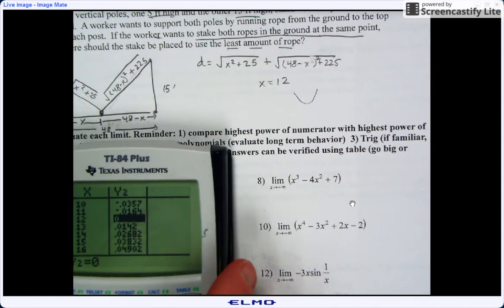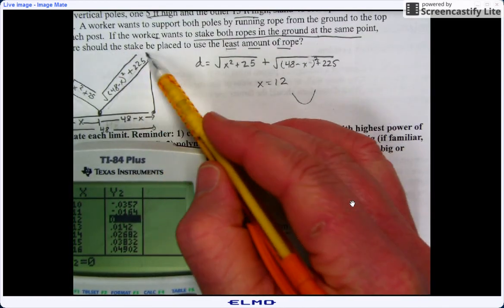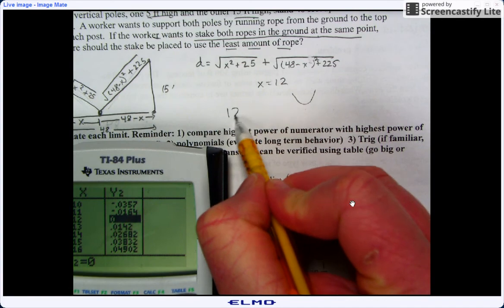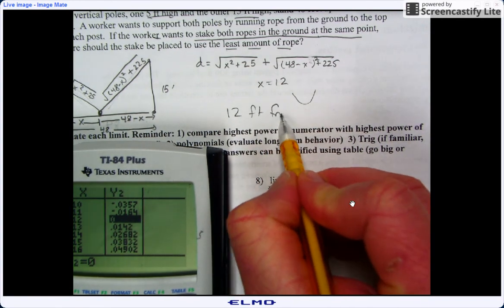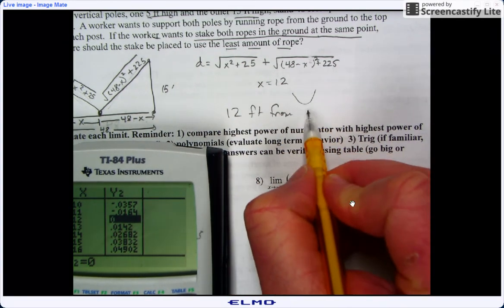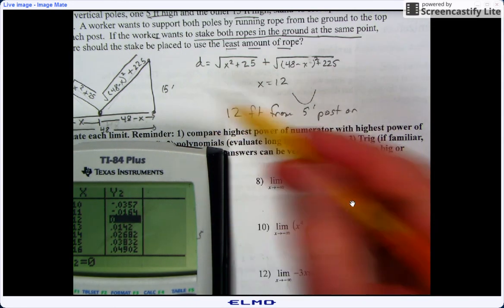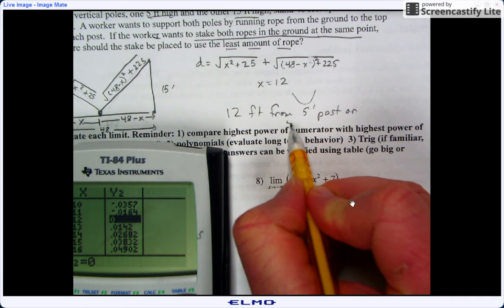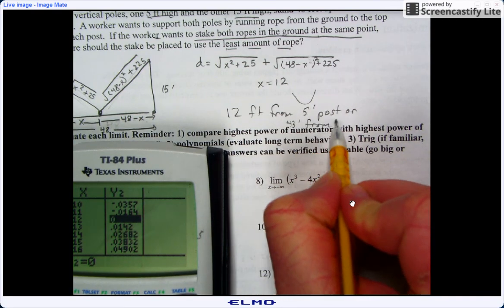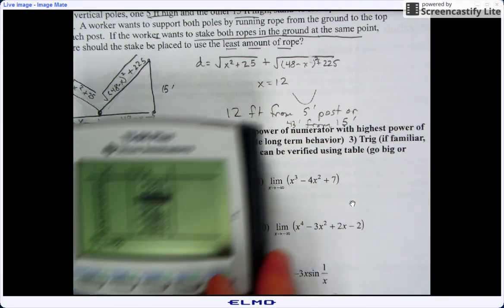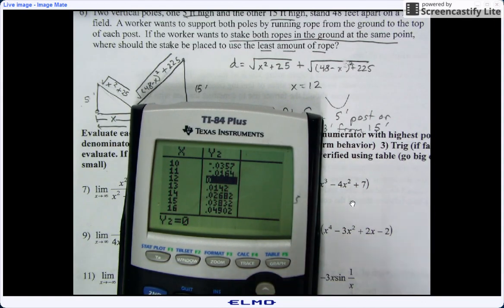Okay? So let's see where the stake should be placed. It should be placed 12 feet from the 5-foot post, or 36 from the 15-foot. And that's a wrap on this problem. Thank you for playing.